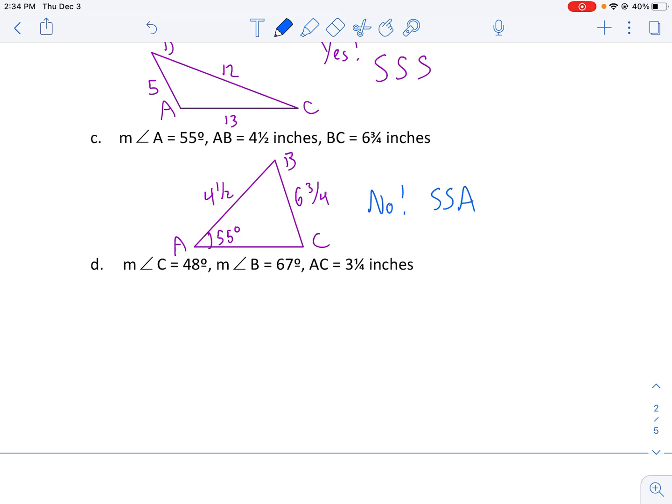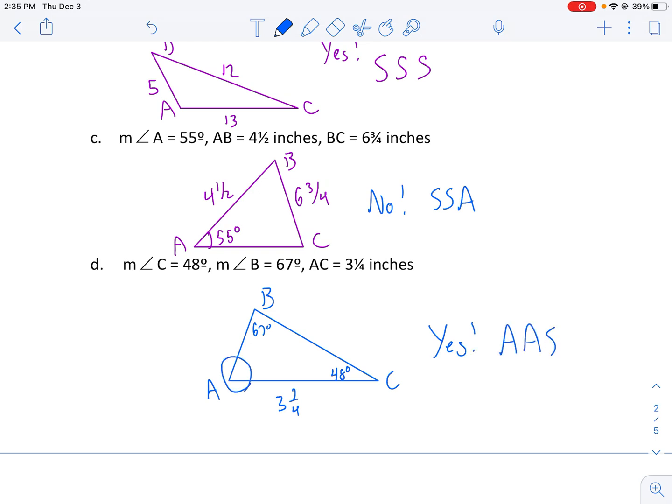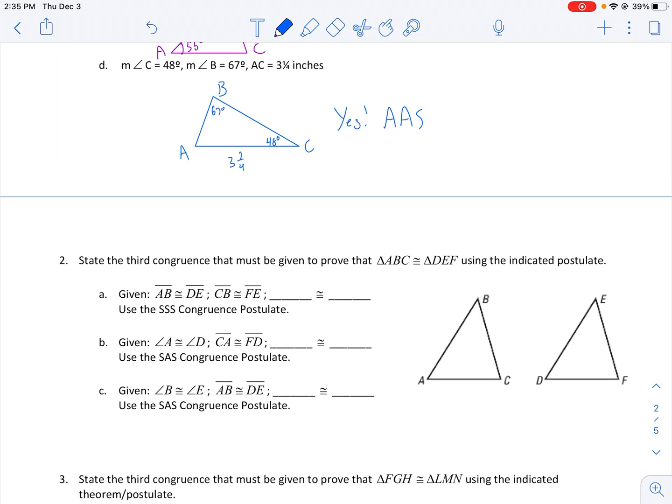Let's draw ourselves another little triangle here. ABC. It doesn't matter what you call ABC, just label the picture accordingly based on the given information. C is 48 degrees, B is 67 degrees, and AC is 3 1/4 inches. And so now, if we start here, we have angle, angle, side. So with angle, angle, side, yes, we can do it. You could also find the third angle and then do angle, side, angle, which also works. So that's up to you.